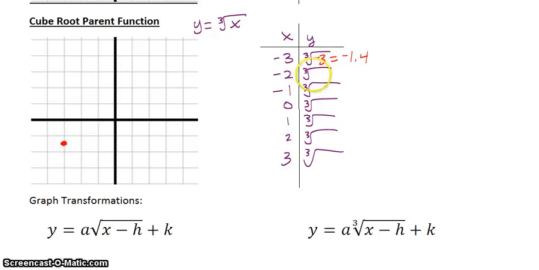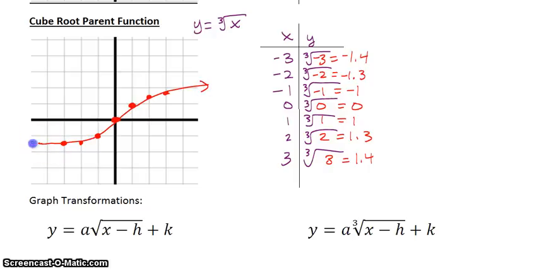And I'm going to keep going here. So cubed root of negative 2 is approximately negative 1.3. The cubed root of negative 1 is negative 1. Cubed root of 0 is 0. Cubed root of 1 is 1. And these are now just repeating the pattern. Cubed root of 2 is 1.3. Cubed root of 3 is approximately 1.4. Alright, so it looks something like this, and it would go slightly higher and slightly lower as time goes on.